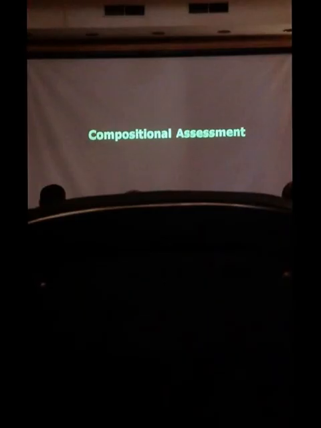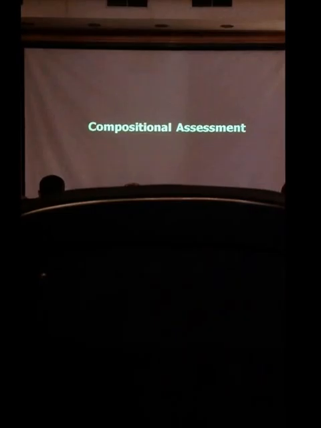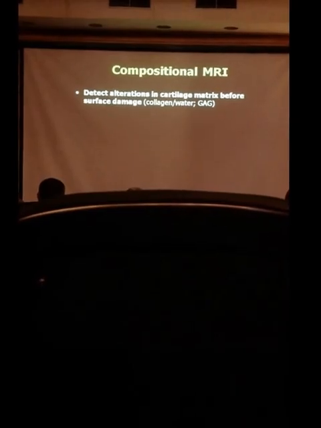and we missed that from the 2D acquisition. I will talk briefly about compositional assessment. This is very specific. I don't want to blow your minds about this very specific technique. Compositional MRI is important to detect alterations within the cartilage matrix before we can see contour defects morphologically.